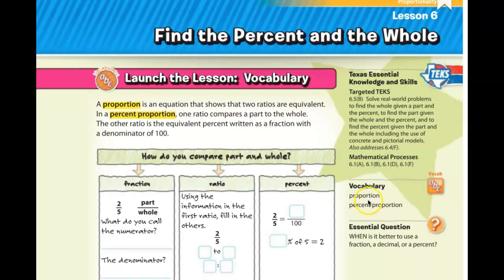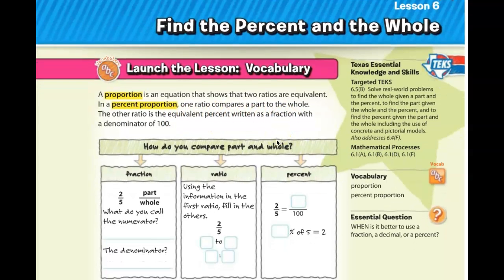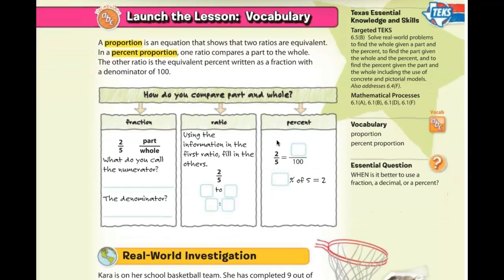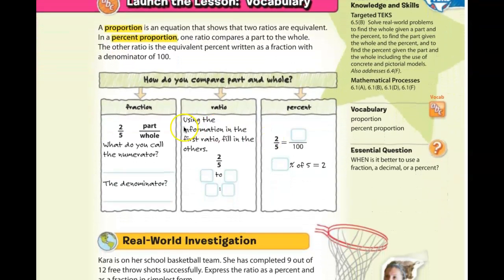The key vocabulary words are proportion and percent proportion. So let's figure out what a proportion is. It says a proportion is an equation that shows two ratios are equivalent. In a percent proportion, one ratio compares part to the whole, and the other ratio is the equivalent percent written as a fraction with the denominator of 100. And we've actually already kind of been doing this with some of our previous problems.